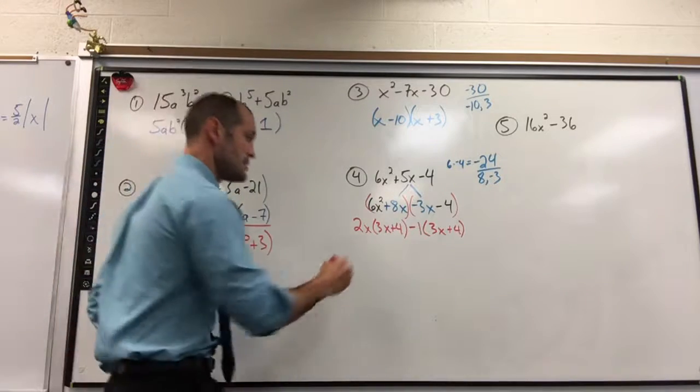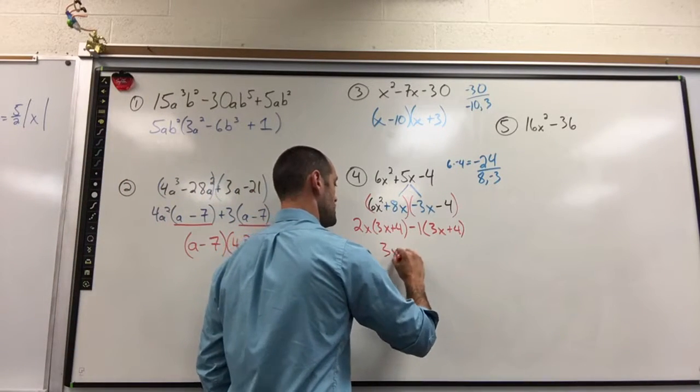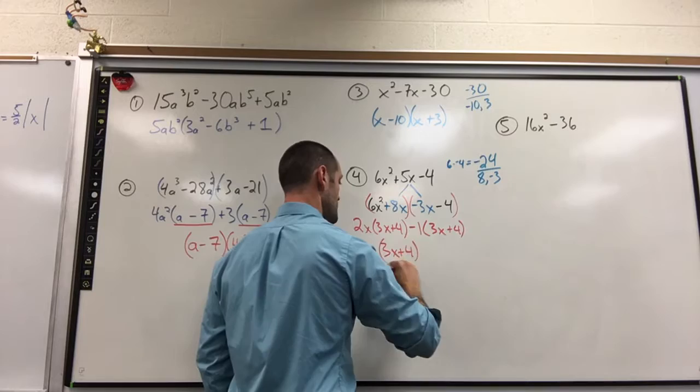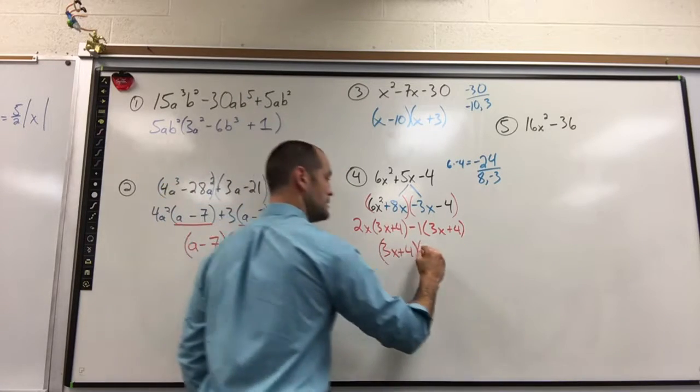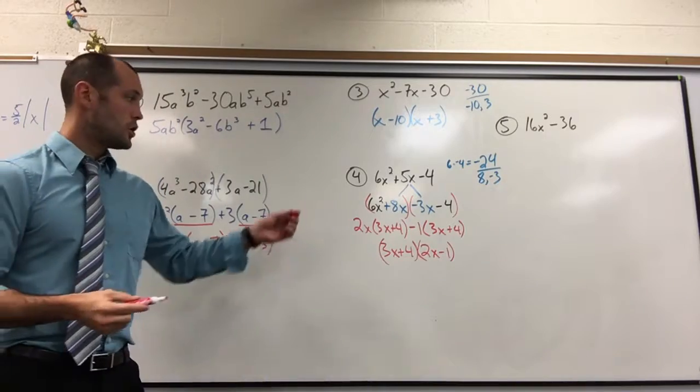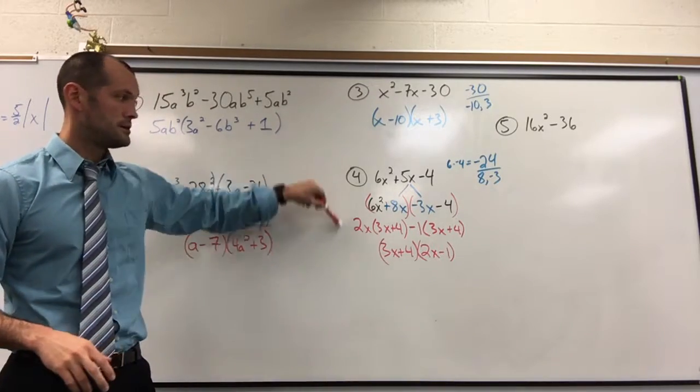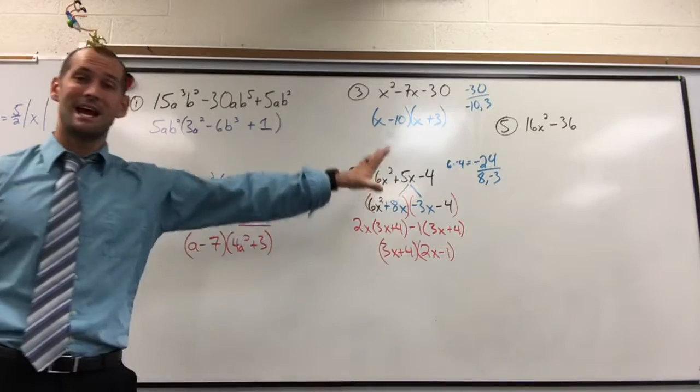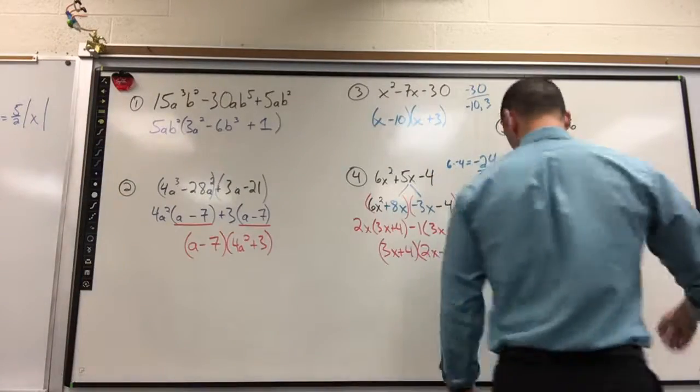Now, because they share 3x plus 4, I can pull that out, which leaves me with 2x minus 1. Quick rundown on how to factor both trinomial scenarios. Last one. Okay, number 5.